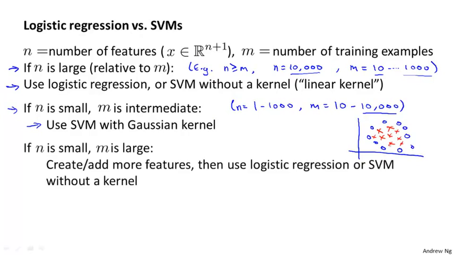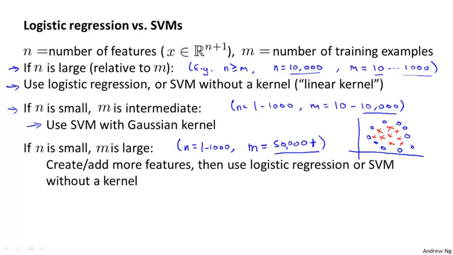One third setting that's of interest is if n is small, but m is large. So if n is, again, maybe 1 to 1,000, could be larger, but if m was maybe 50,000 and greater to millions, right? So 50,000, 100,000, a million, 2 million, you can have very, very large training set sizes.